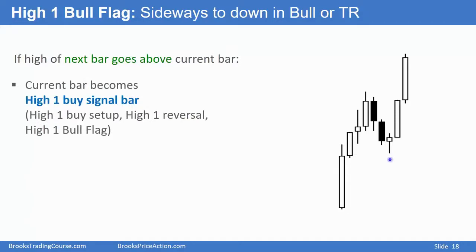So this bar is a buy setup. It's a high 1 bull flag. The first attempt down, immediately reverse up. It could have a second or third leg down and become a high 2 or a high 3 bull flag. That's the buy signal bar. And that's the high 1 entry bar for the bulls.